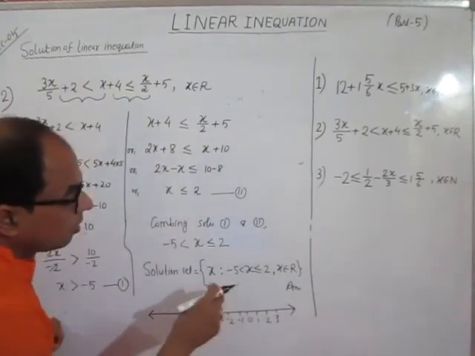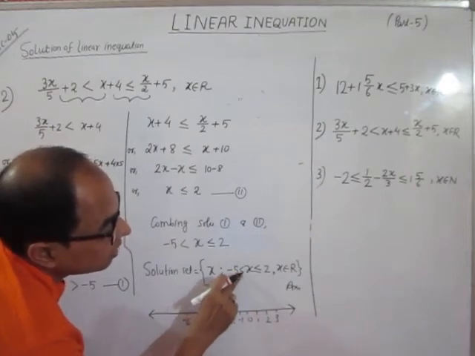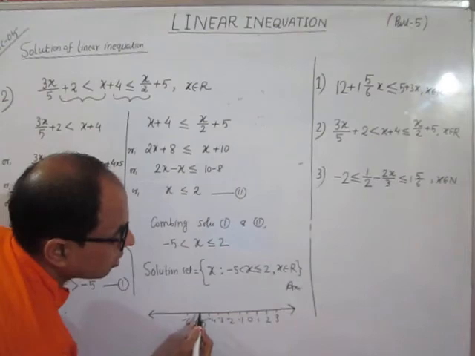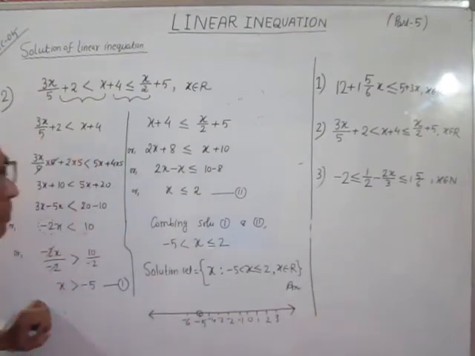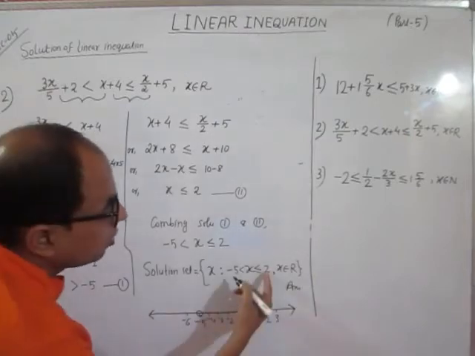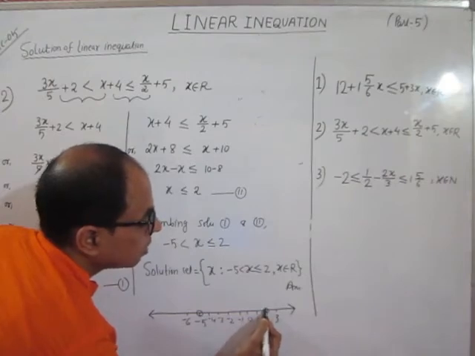Now minus 5 is an open point. It means it is not included here. Equality sign is not given, so it is an open point. To indicate an open point we use an empty ring. And 2 is a closed point. So to indicate that 2 is a closed point, draw a solid ring.